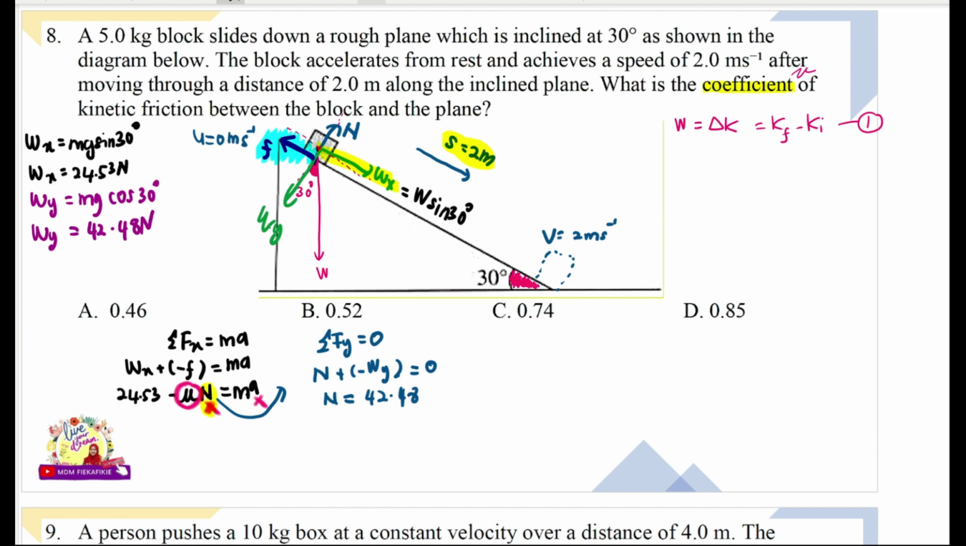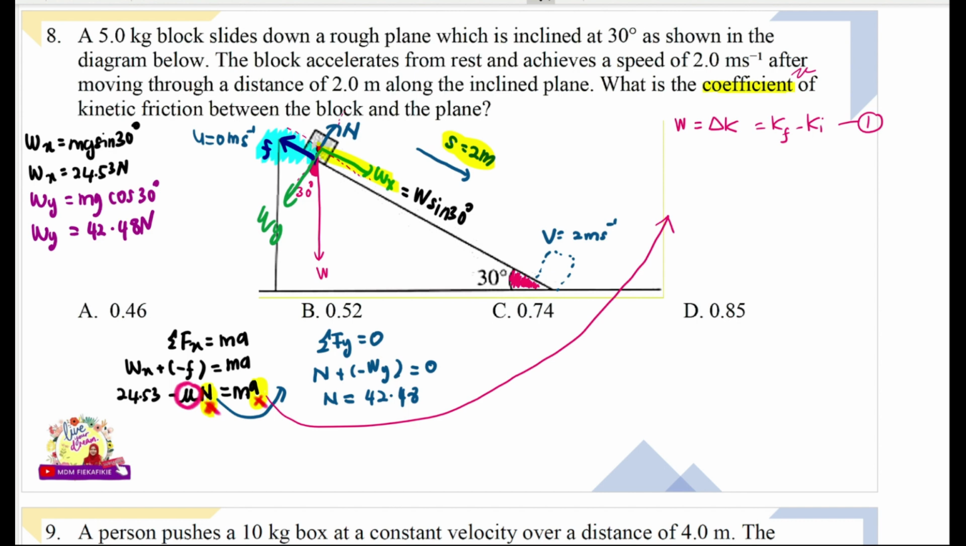Acceleration kita macam mana pula? How about the acceleration a? Okay, so kita boleh guna maklumat ini. Kita selesaikan di sini. W is equal to delta K. Okay, work also equal to ma S. Kan? Ingat lagi tak? Macam ni. W is equal to delta K, 1.